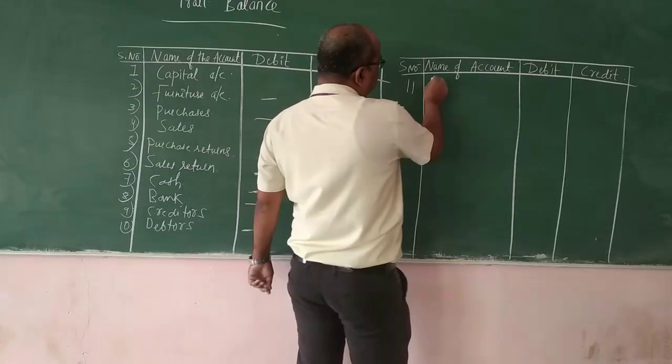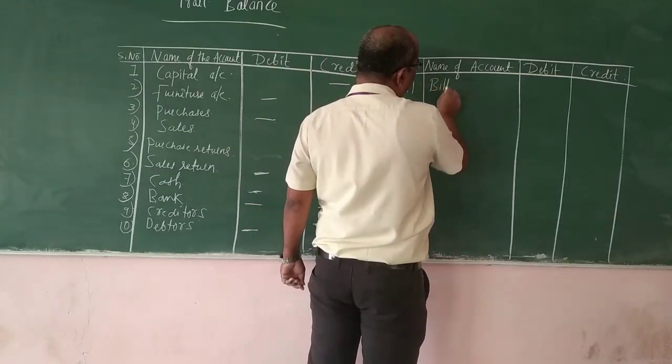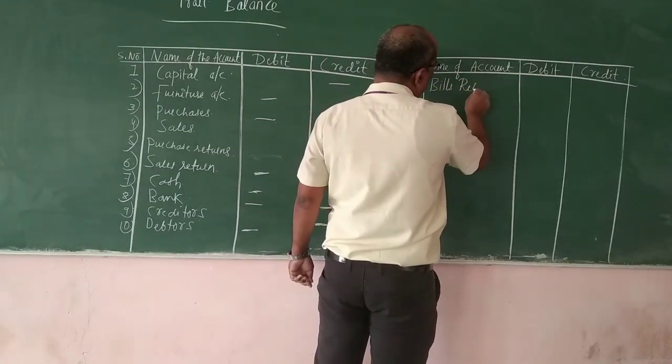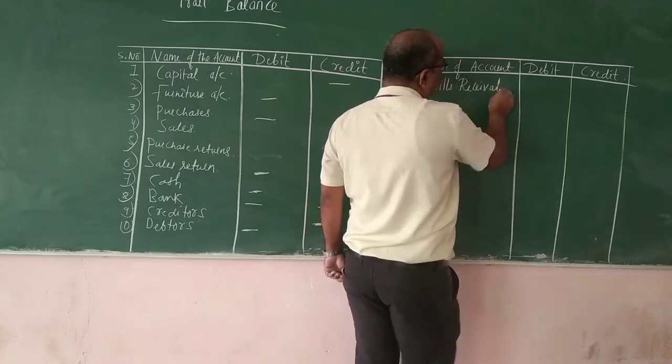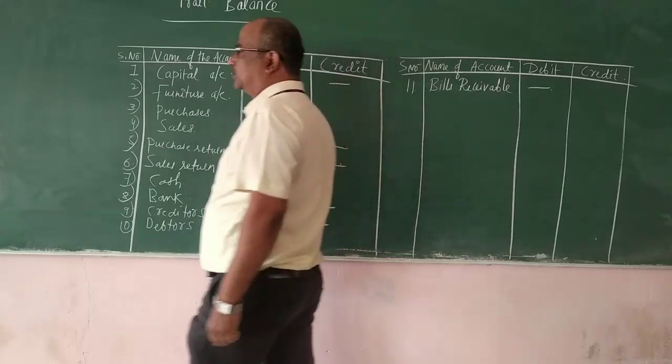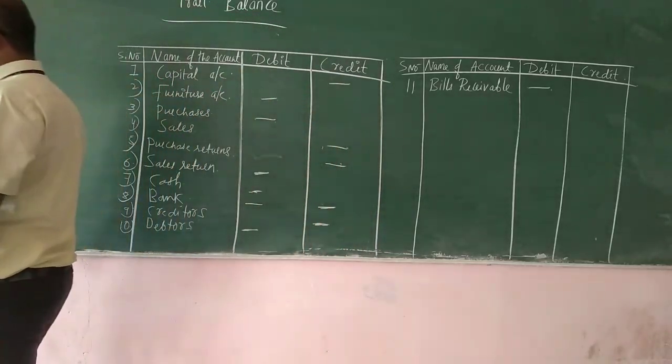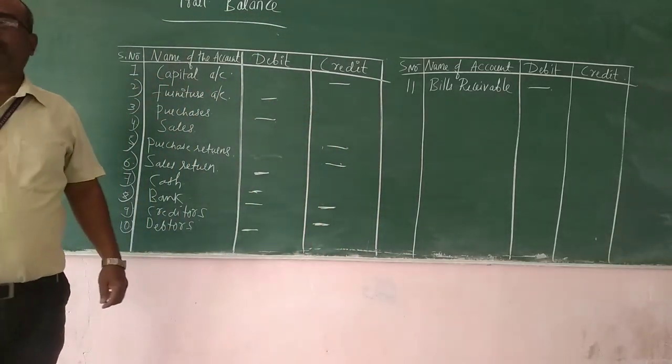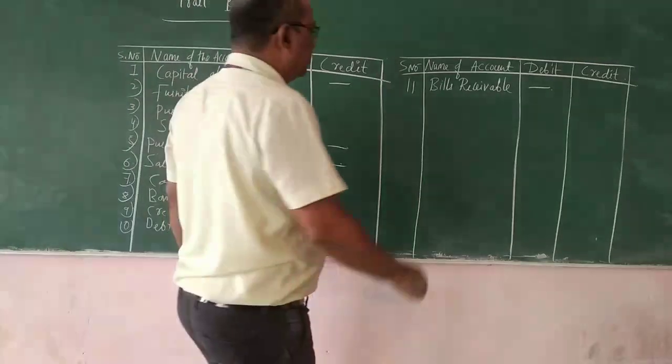Bills receivable means amount receivable against the bill. Bills receivable will always be debited. And bills payable will be credited.